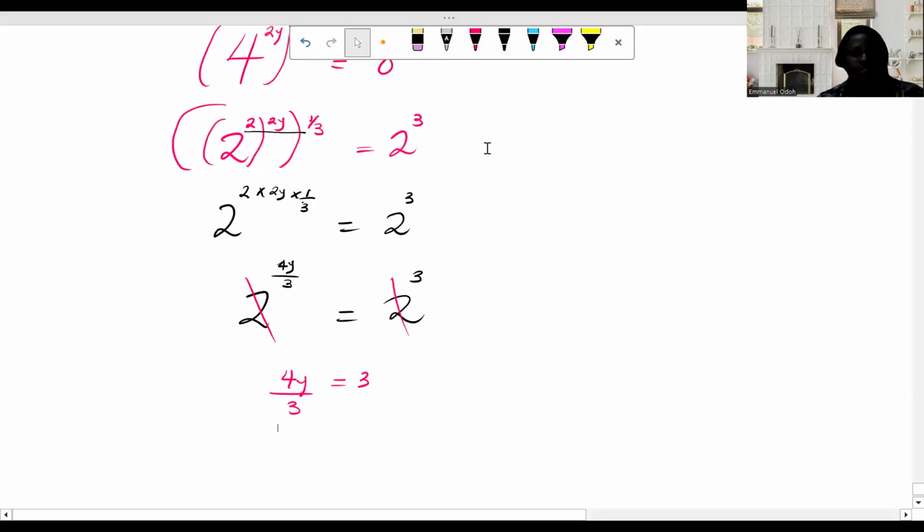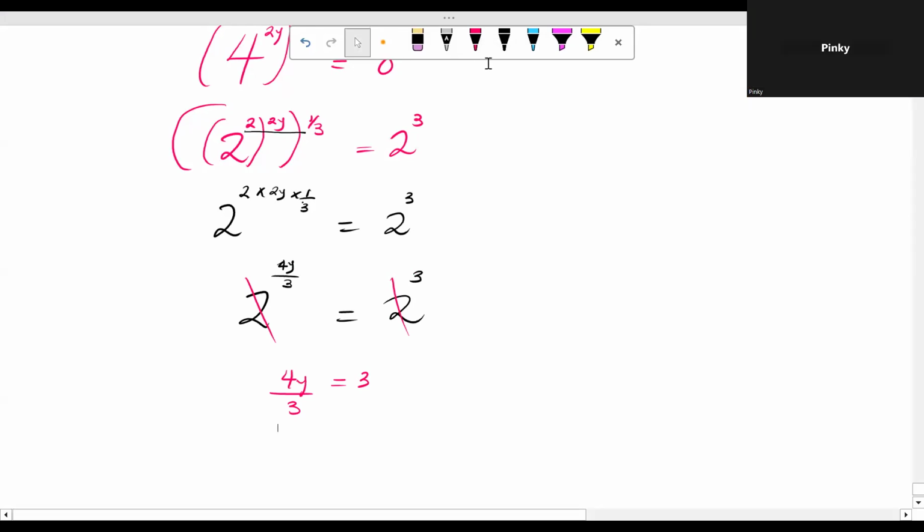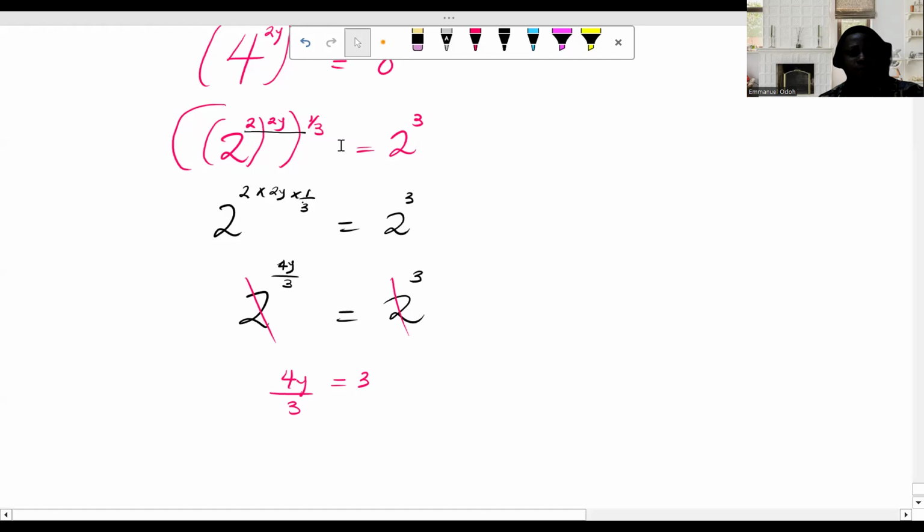Okay, ask a question, Nancy. Why didn't you add 2 plus 2y plus 1/3? Why did you multiply it? Remember our law, powers of powers. If you have powers of powers, you are multiplying. It's not like saying 2 to the power of 2 times 2 to the power of 2y. They are not the same.